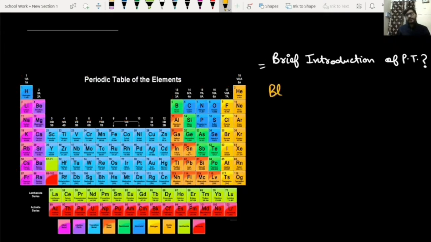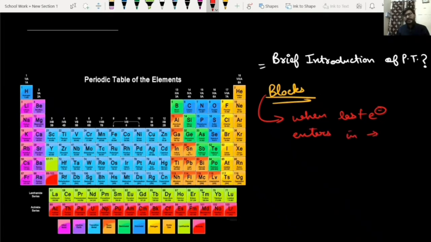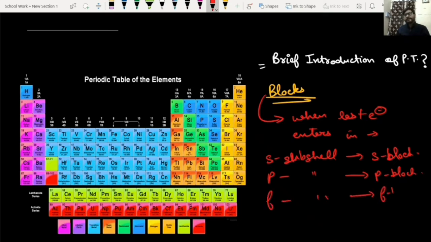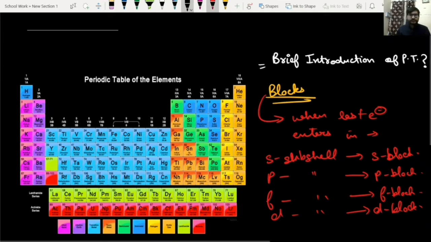Now let's understand about blocks. For blocks you have to remember one thing: when the last electron enters the S subshell, it is known as S block, and when it enters the P subshell it is known as P block. When it enters the F subshell it is known as F block, and when it enters the D subshell it is known as D block. So let's locate this in our periodic table.